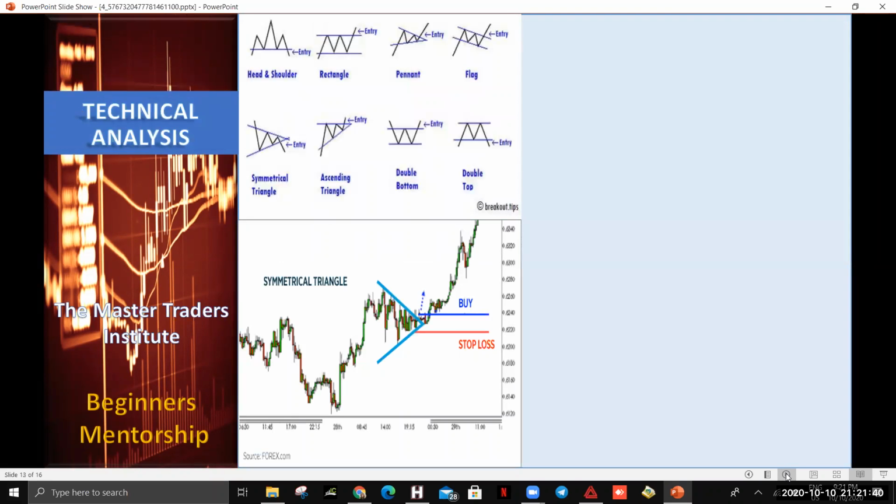Now look at this. These are technical. This is very brief. I'm just giving you a brief part of what? The technical analysis. Now look very well on the screen. You can see this head and shoulder. This is the head here. This is shoulder here, and this is another shoulder here.